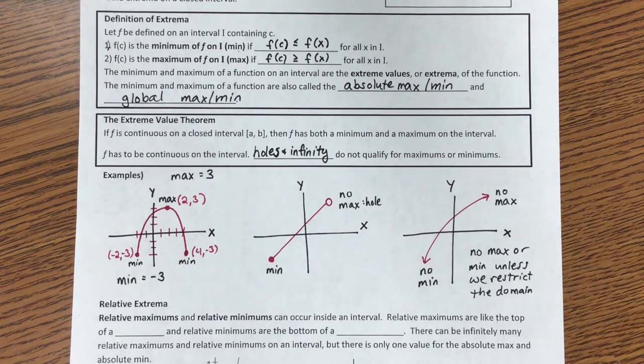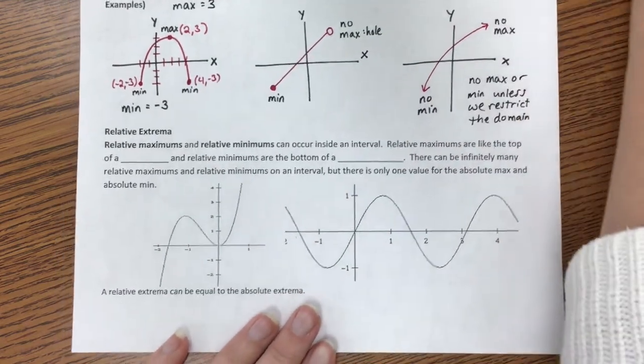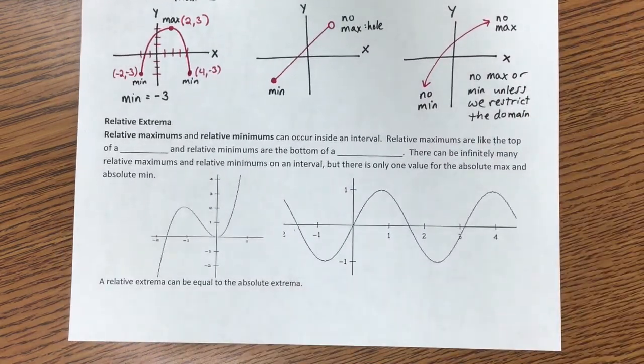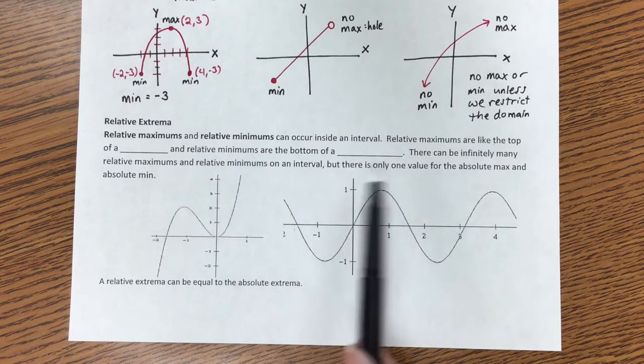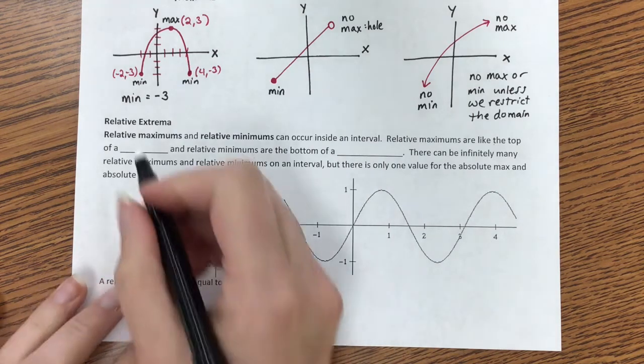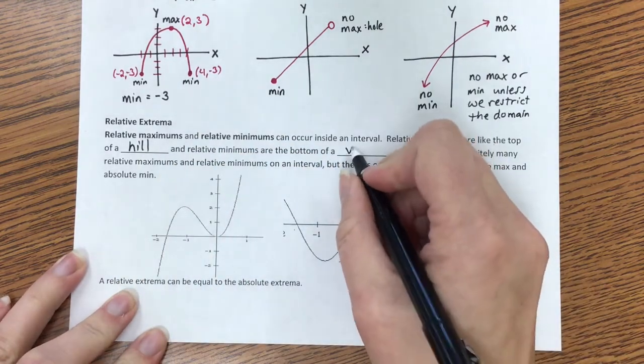All right, relative extrema. So we've talked about the absolute mins and maxes, but what about just maxes and mins within some little area, some smaller interval? So we don't have to look at the whole graph. We can just look at a piece of it. Relative maxes and relative mins can occur inside an interval. Relative maxes are the top of a hill, and relative mins are the bottom of a valley.